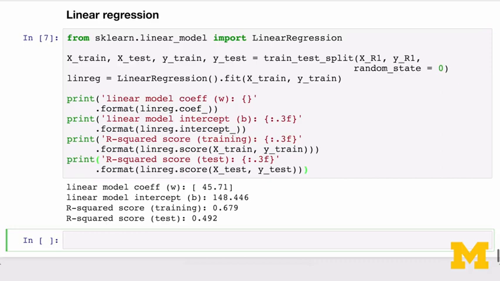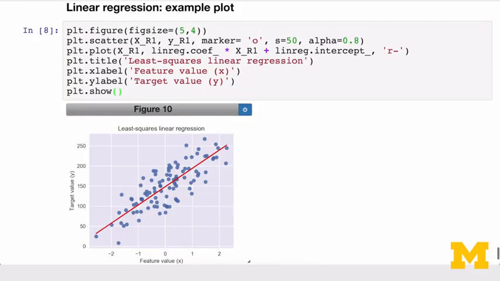Here's the same code in the notebook, with additional code to score the quality of the regression model in the same way that we did for k-nearest neighbors regression, using the R-squared metric. And here's the notebook code we used to plot the least squares linear solution for this data set.